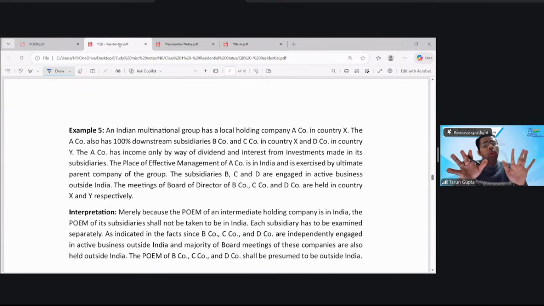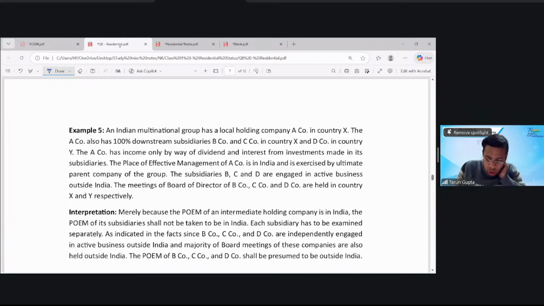You just have to keep in mind 2-3 things. One is who is taking the key management commercial decisions and where these decisions are being taken. If the company is engaged in active business outside India, then the majority of the meetings should be held outside India for POEM to be outside India, unless the revenue tax department, the assessing officer, proves that the board is being usurped.